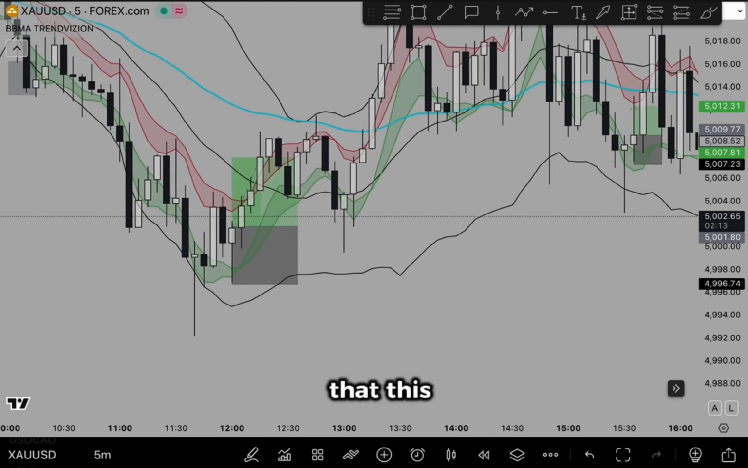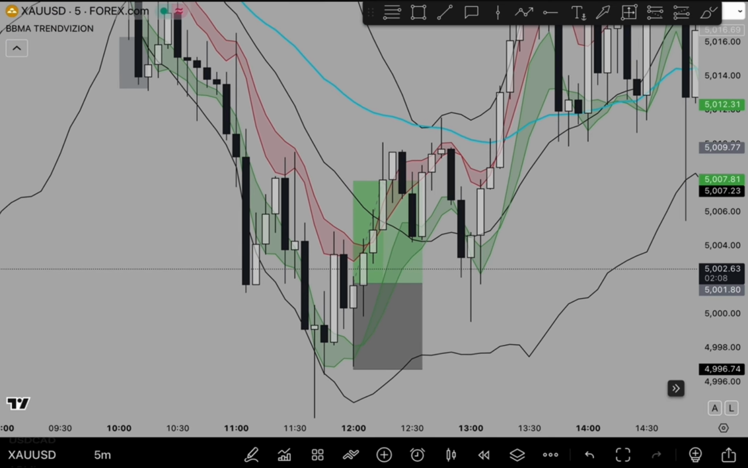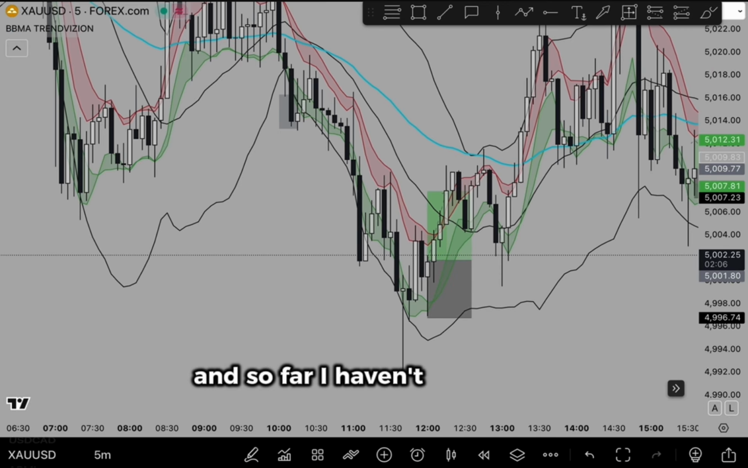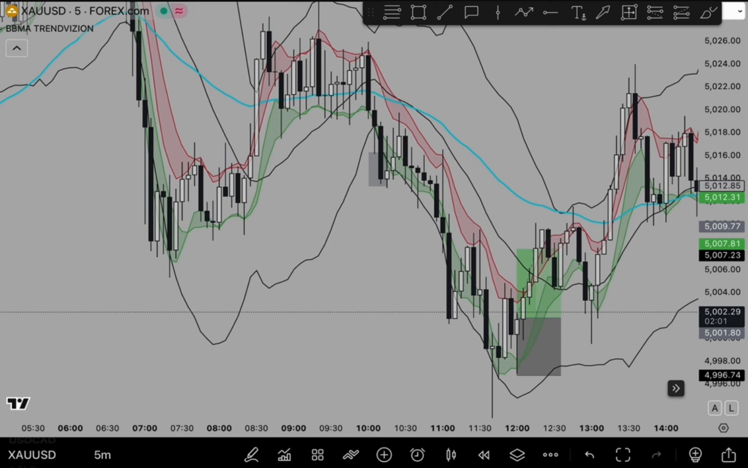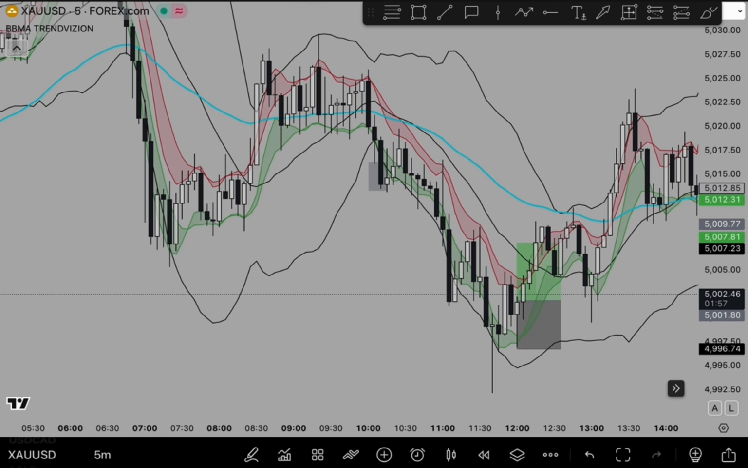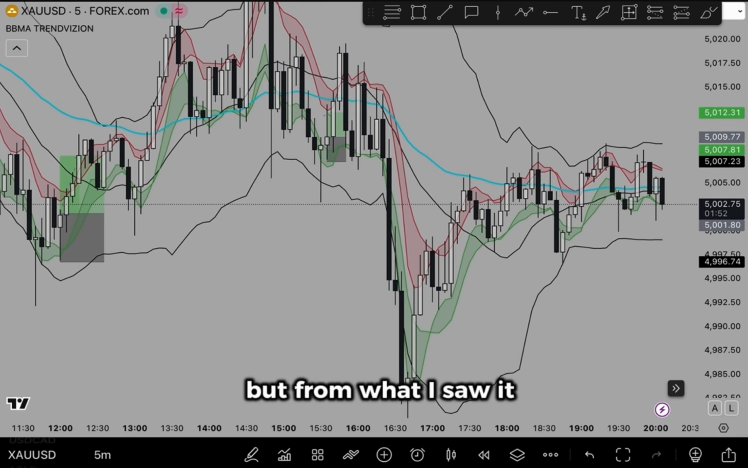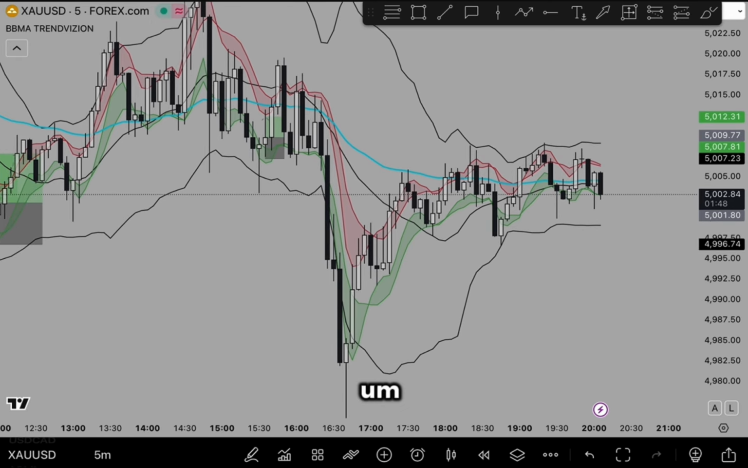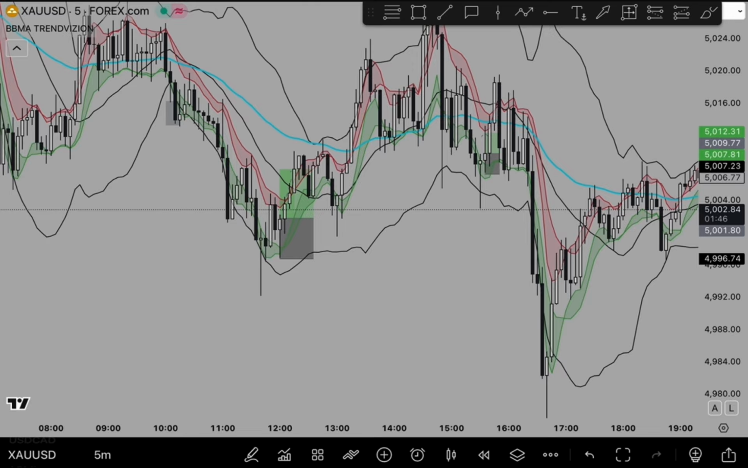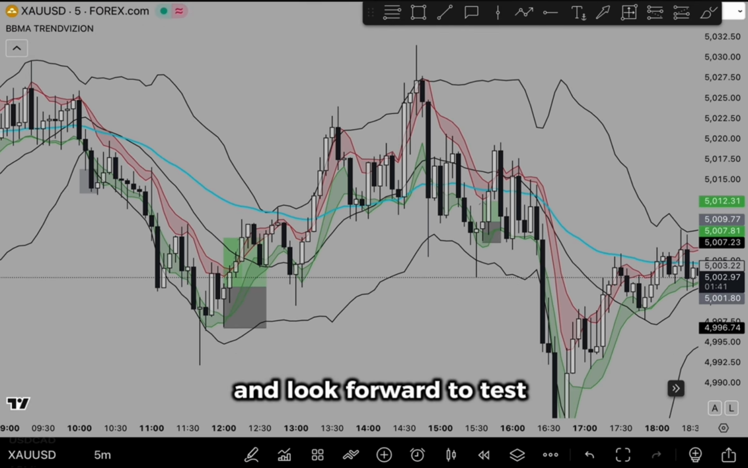So yeah, this trade right here was the one I took today, 1R, and so far I haven't really seen any losses in about 10 possible trades I checked today. I didn't really backtest it, but from what I saw, and with the experience I have, it might be working. So it might be something to keep in mind and look forward to testing.